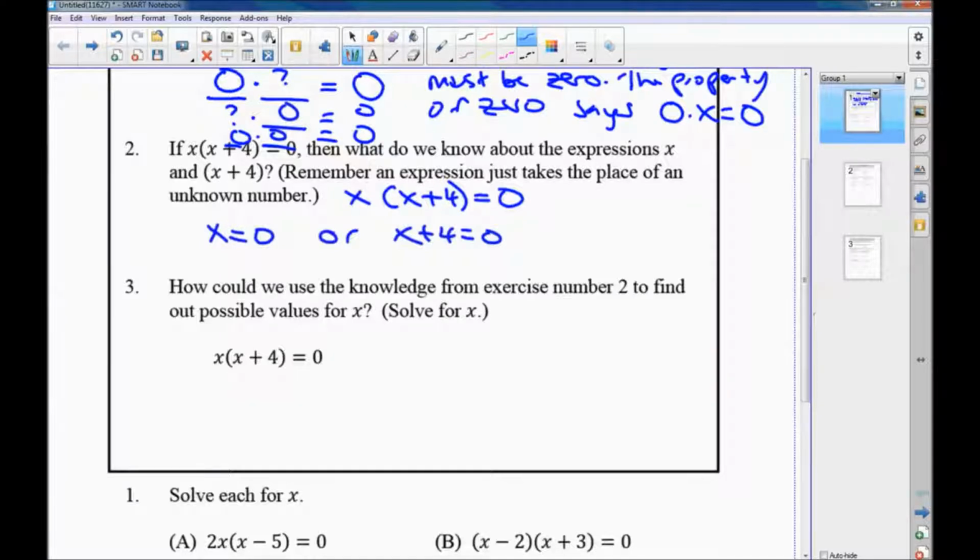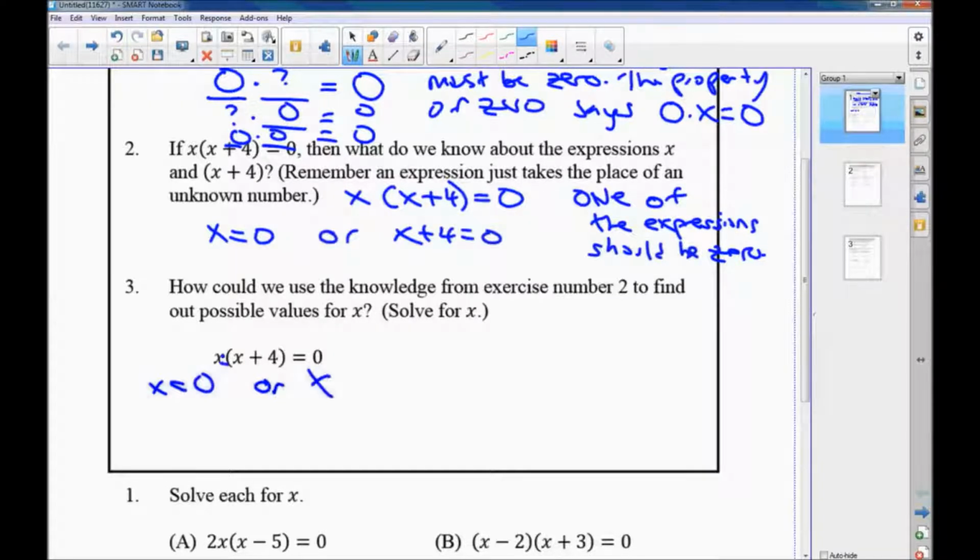Okay, so one of the expressions should be 0. How could you use this knowledge from exercise 2 to find out possible values for x? Well, it's easy. You say, okay, well, since one of these expressions has to be 0, then we could solve for x. We could say either the first expression is 0, which is just x, or the second expression should be 0. If x was 0, we'd have 0 times 0 plus 4, so 0 times 4 makes 0, so that would be one possibility for x.